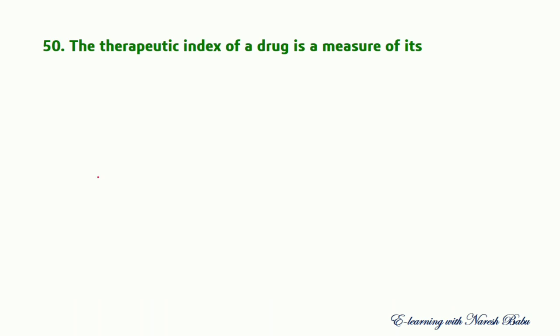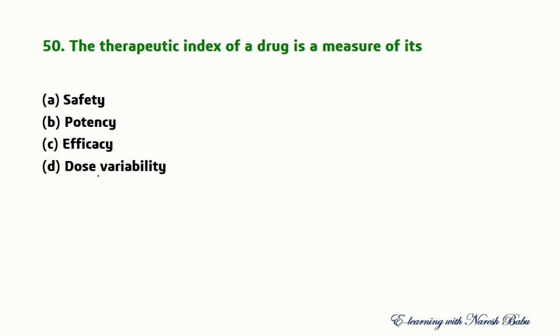Next question, and the last question in this video: the therapeutic index of the drug is a measure of its safety, potency, efficacy, or dose variability. Among these, what we measure using the therapeutic index of the drug is safety. So A is the answer.